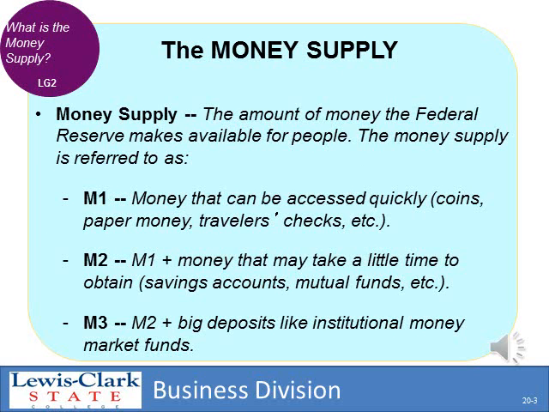One of the tasks of the Federal Reserve is to regulate the money supply, and there are three different measures of the money supply: M1, M2, and M3. Take a look at the slide, and you can see the difference. M1 is just the money that can be accessed immediately. M2 also includes things like mutual funds and savings accounts, and M3 also includes big deposits like institutional money market funds.